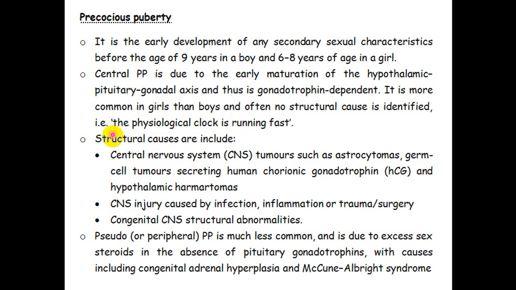While the second part is structural, which is due to an underlying abnormality in the central nervous system, which could be a tumor in the pituitary or hypothalamus or surrounding region. It could be CNS infection or inflammation. It could be surgery or congenital anomalies.